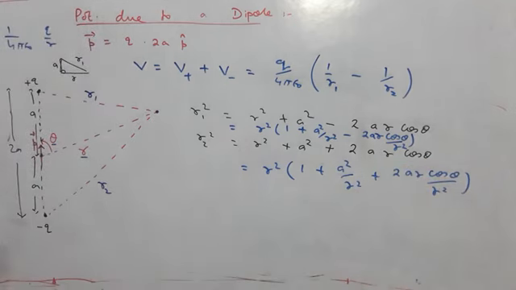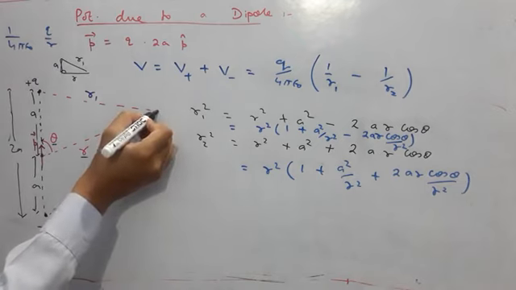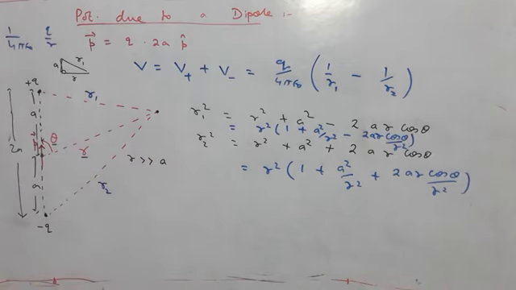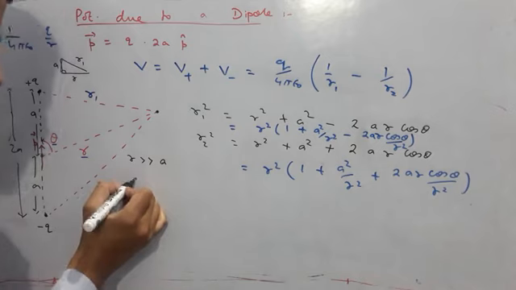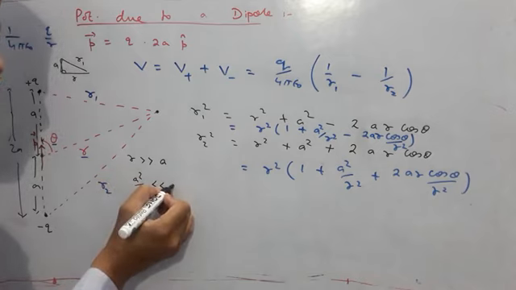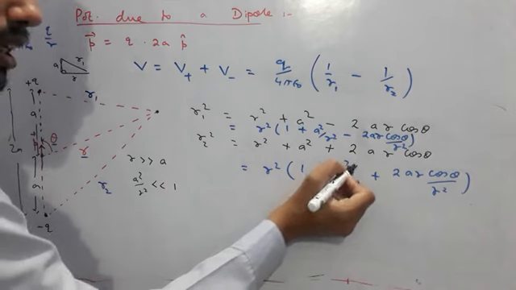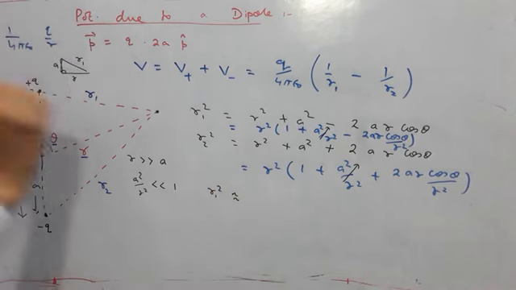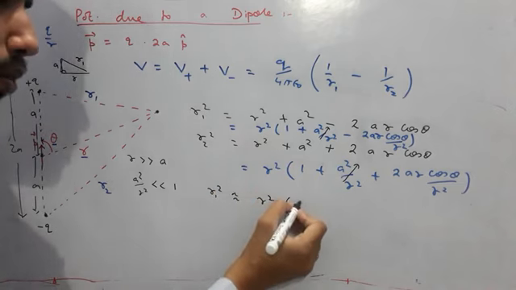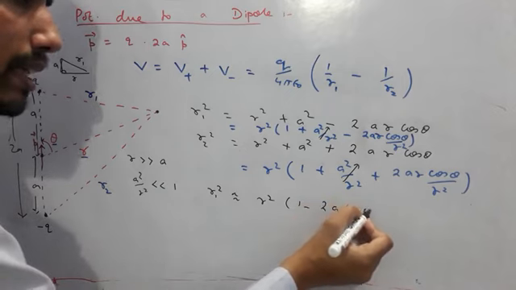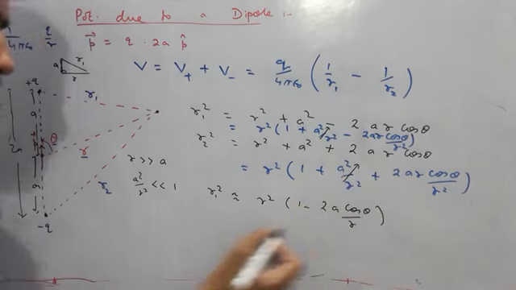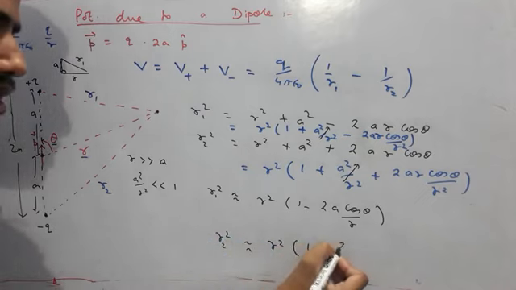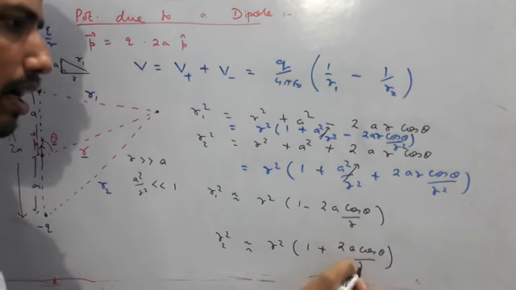Now here we are doing this derivation for points which are very far from the dipole. So we will take r very large compared to the size of the dipole, that is a. In that case a square by r square can be neglected compared to 1. So I will neglect this one and I will neglect this one. Therefore r1 square is nearly equal to r square times 1 minus 2a cos theta upon r, and likewise r2 square is nearly equal to r square into 1 plus 2a cos theta upon r.